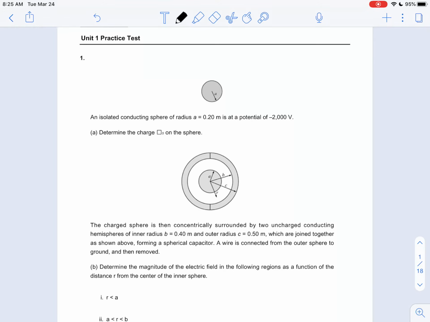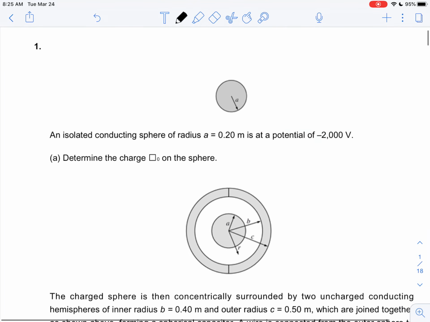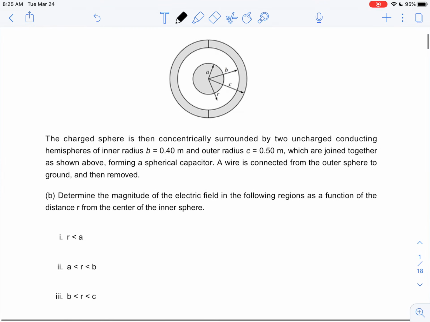All right, we have an electrostatics problem here. We have an isolated conducting sphere of radius 0.2 meter, and it's at a potential of negative 2000 volt. For the first part, we want to determine the charge. This is supposed to say Q naught on the sphere.